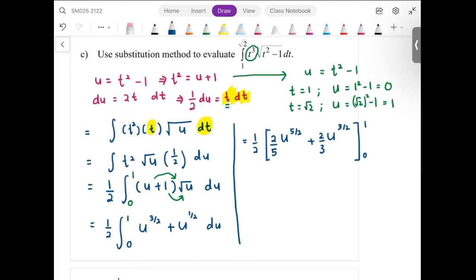Okay. And then last part, we can substitute our limit into the function. So start with the first limit, substitute 1. So we will get 2 over 5 plus 2 over 3. Minus with substitute lower limit, we would get 0 there. Sebab substitute 0, apa-apa darab kosong, dapat kosong lah kan. Habis cerita. And then simplify this up. Finally, our answer would be 8 over 15.